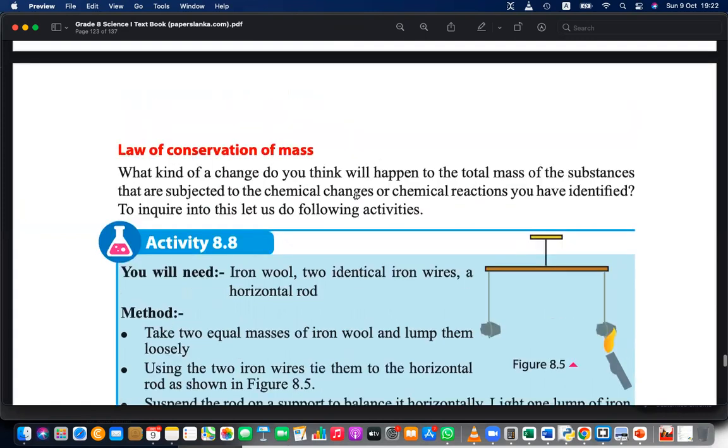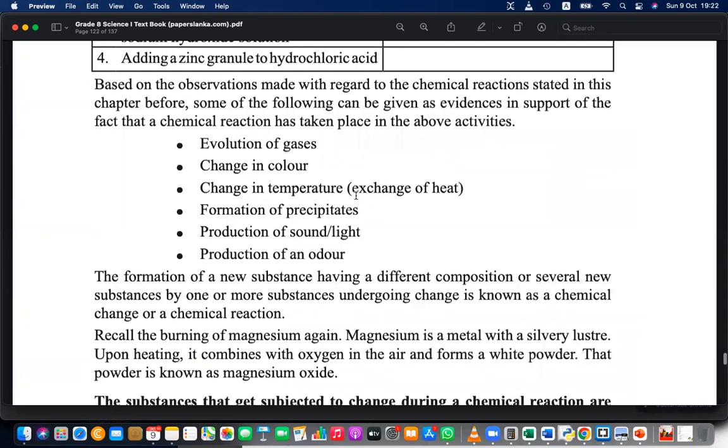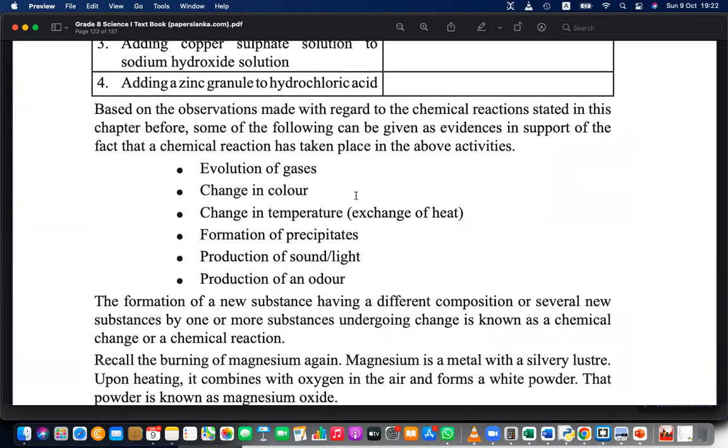Right? What are the things to see? So is it evolution of gas or emitting of gas? Change in color. Is it happen? Magnesium was like kind of an aluminium strip. It looks like that. But after burning, you can see white color ash. Right? Means change of color has happened.